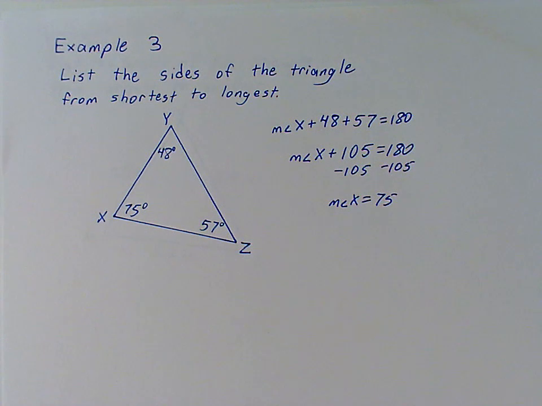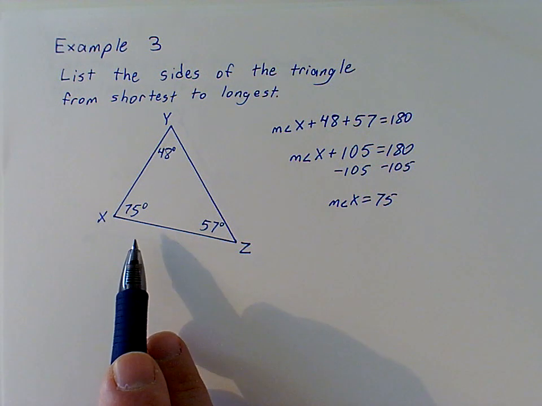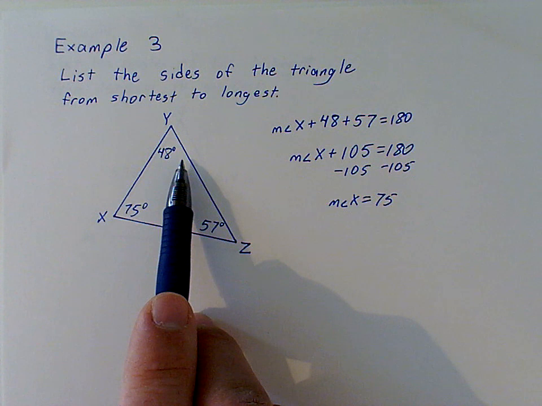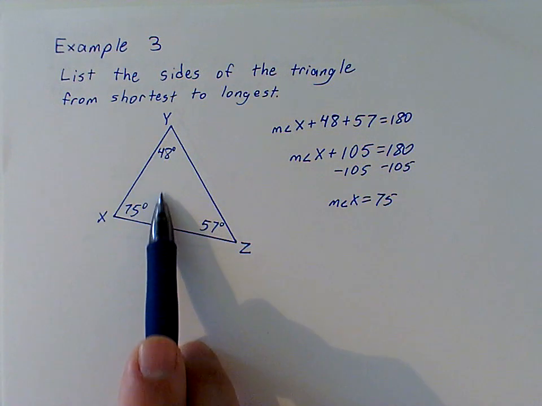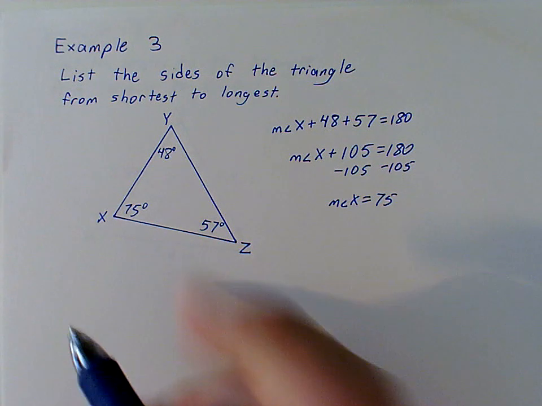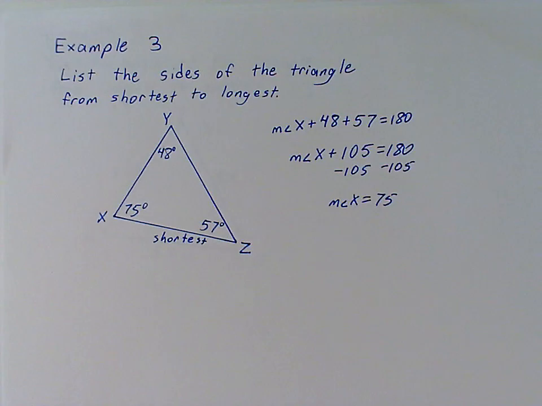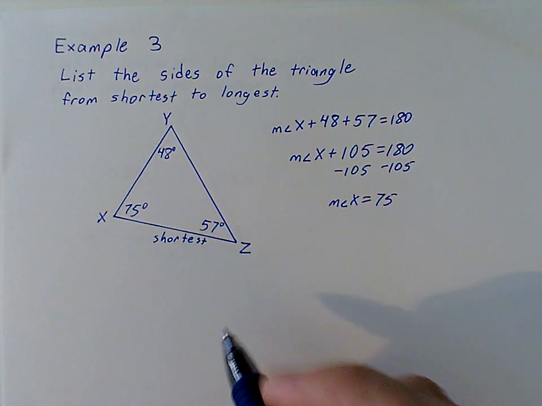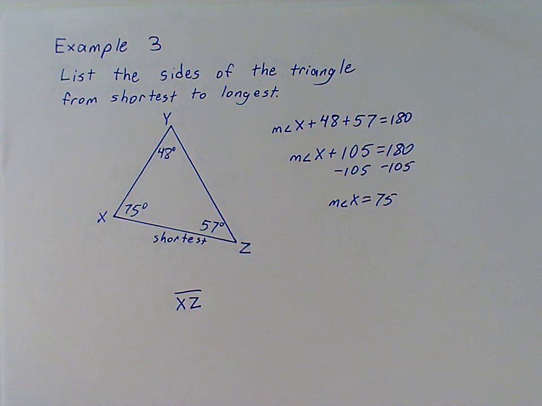Next up, we're going to list the sides from shortest to longest. The thing you don't want to do is just go off of how they look, because it can always be not drawn to scale. What I'm going to do is go ahead and start with the shortest side, which needs to be across from the smallest angle. Since angle Y is the smallest angle, that means that segment XZ is my shortest side, since it is across from it, going back to that triangle inequality theorem. So I'm going to start with segment XZ as my shortest side.